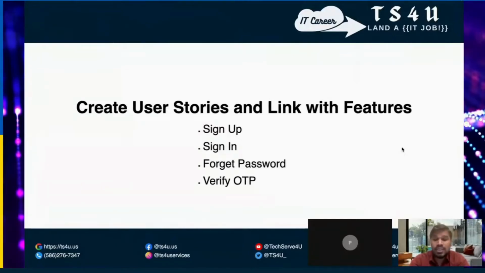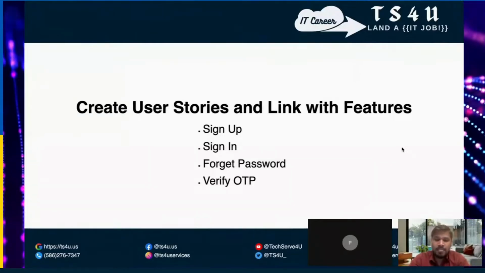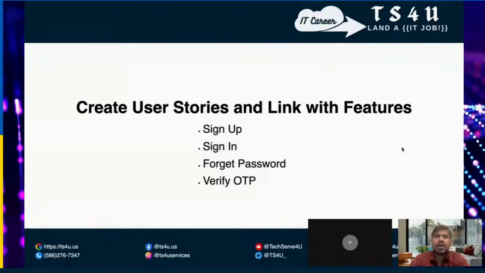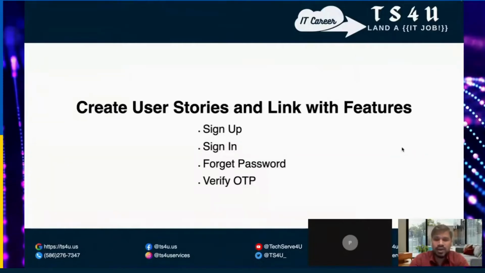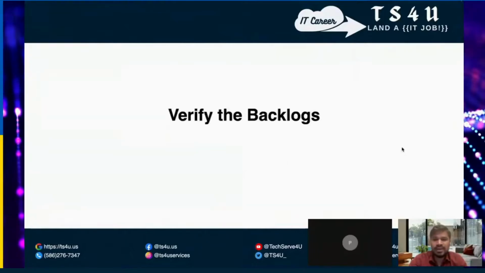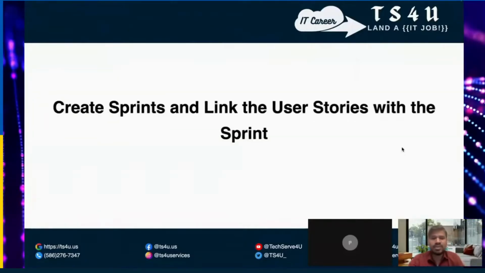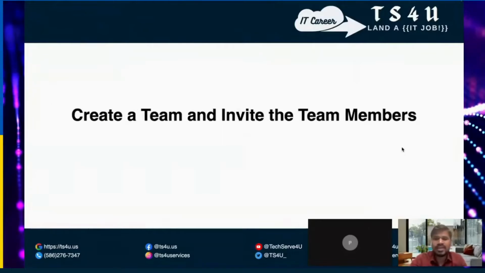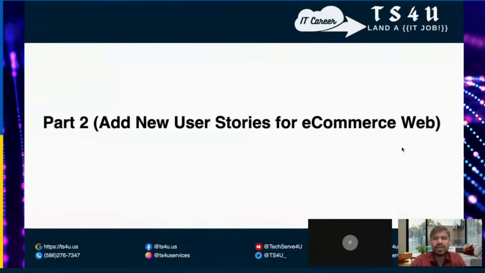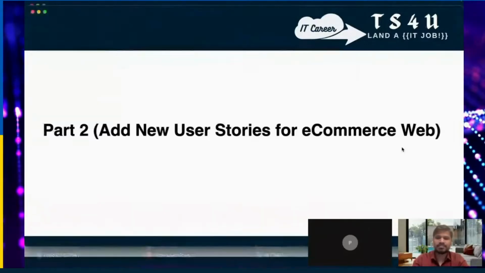Then some of the user stories we will be creating are sign up, sign in, forget password, and verify OTP, and we will be creating some new user stories for functionality that we do not have today on the e-commerce platform. And attach files with the work items, verify the backlogs, create features and link them with the epics, create sprints and link user stories with the sprint, create a team and invite team members, and create a retro board. Part 2 is coming next week, which is Saturday.